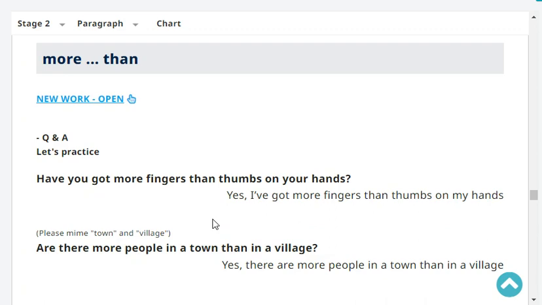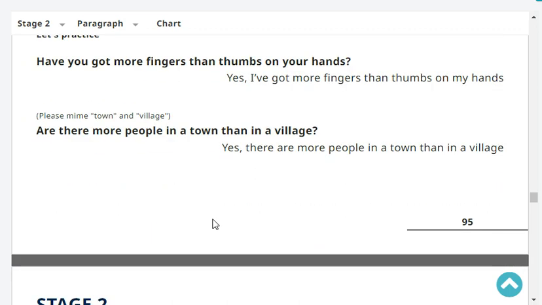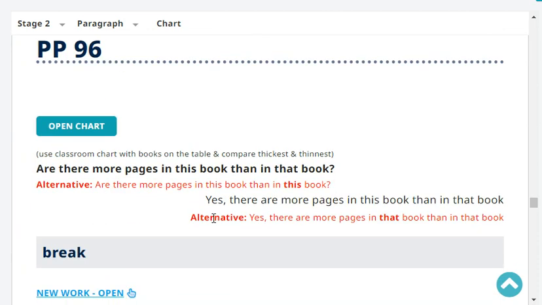Have you got more fingers than thumbs on your hand? Yes, I've got more fingers than thumbs on my hand. Very good. Are there more people in a town than in a village? Yes, there are more people in a town than in a village. Very good.